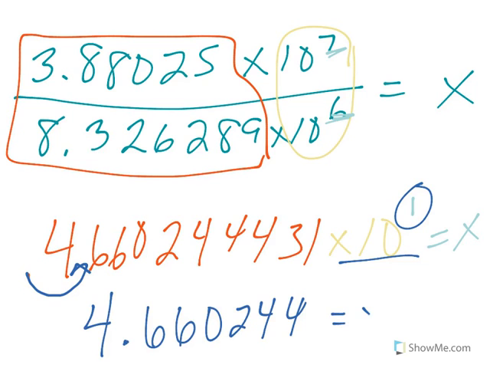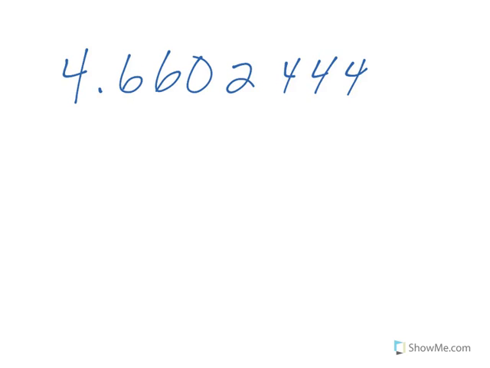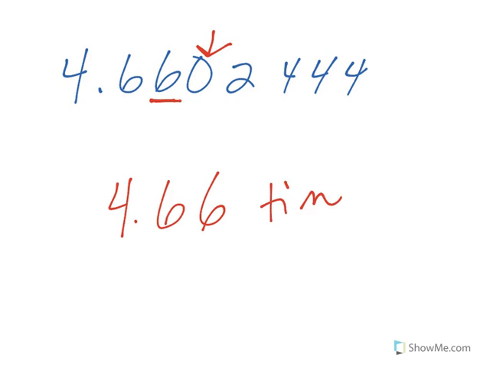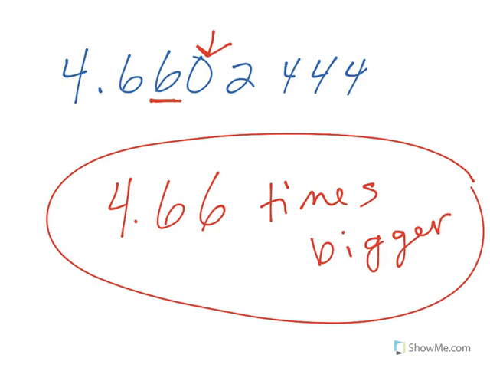And our answer says round to the nearest hundredth. So if I have 4.6602444, I'm rounding to the nearest hundredth. The hundredth is 2 decimal places. I look 1 place past, 0 says round down. So my answer is 4.66 times bigger. California is 4.66 times bigger than Virginia. So if you take the Virginia population of 8 million and change and multiply by 4.66, you're going to get awfully close to the California population.